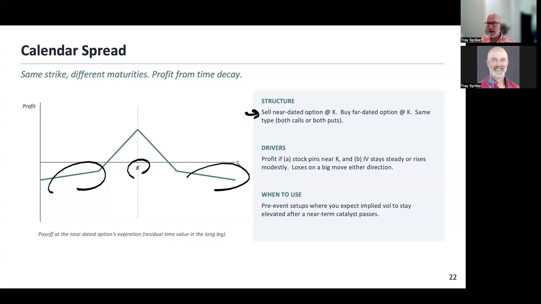But the difference here is that the payoff profile really applies at the near expiration, not the far expiration. We're betting on that difference in time, as it were.